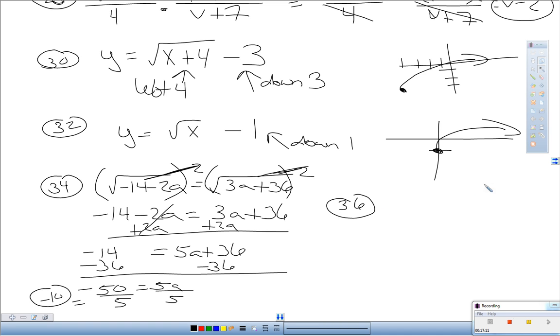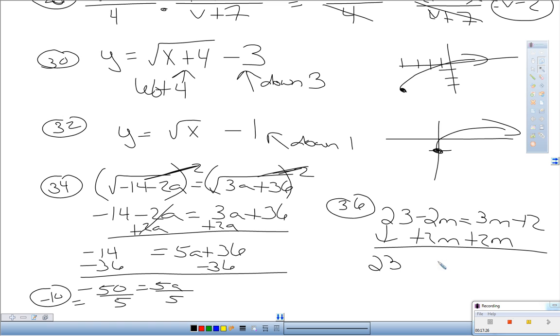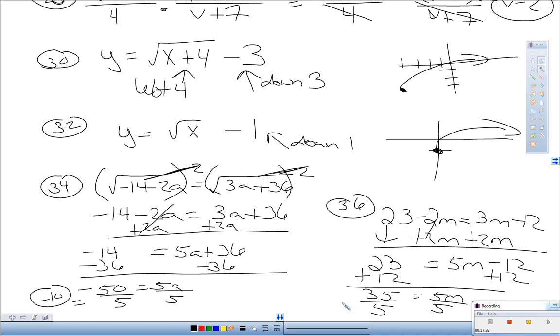For 36, you do it about the same way. You square both sides. And so that'll give me 23 minus 2m equals 3m minus 12. And so again, to solve this for m, I'm going to add 2m, and that'll give me 23 equals 5m minus 12. And so then I'm going to add 12, and that'll give me 35 equals 5m, and then just divide by 5, and that gives my answer of 7.